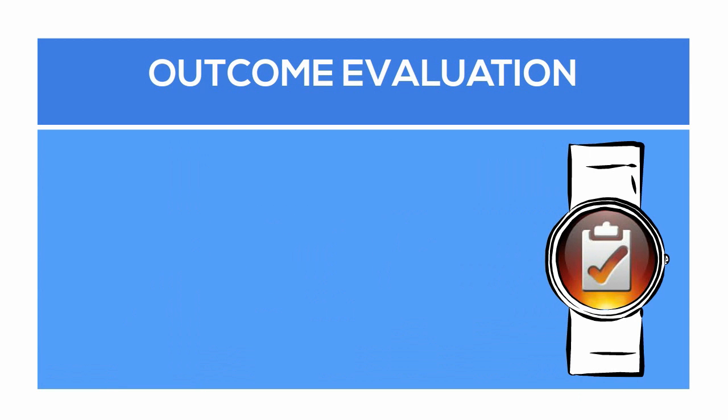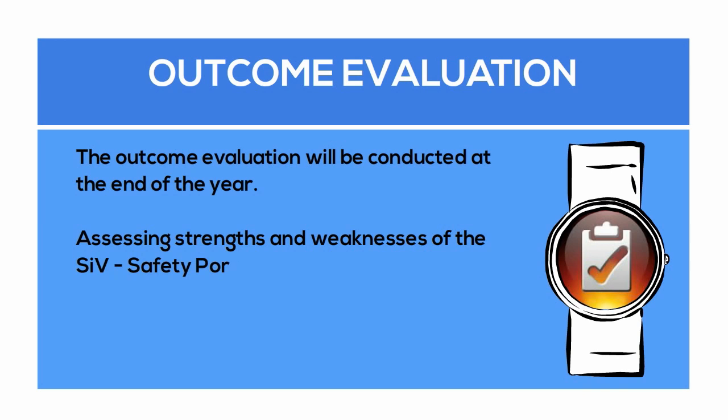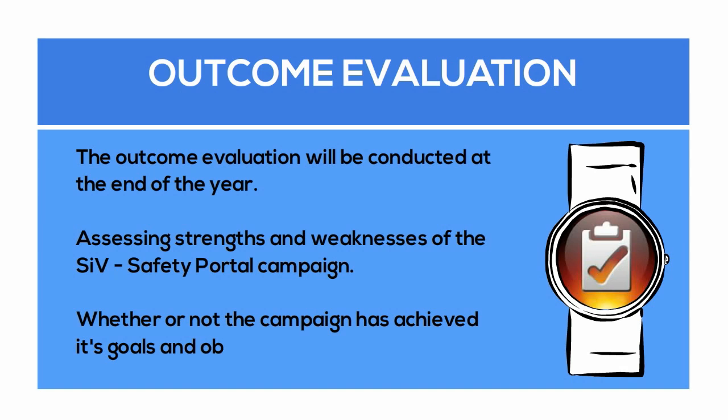The last evaluation is the outcome evaluation. The outcome evaluation assesses the strengths, weaknesses, and future opportunities for improvement of the campaign. It includes how effective it's been in the secondary school environment, and will look at whether the campaign has achieved its outcomes for the directives of the priority population.